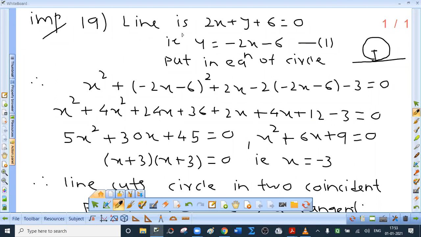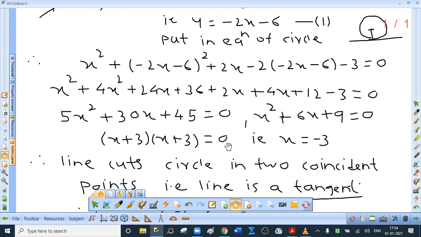From the equation of the line, what is y? Minus 2x minus 6. Put this in the equation of the circle. You get a quadratic equation. Why quadratic? Because its two roots are the two points in which the given line cuts the circle. But you will notice that in this case, the two points are not distinct. They are identical. Why? Because what are the roots of this quadratic equation? The first root is minus 3, the second is also minus 3. So the conclusion is the line cuts the circle in two not distinct but coincident points. Such a line is called a tangent.